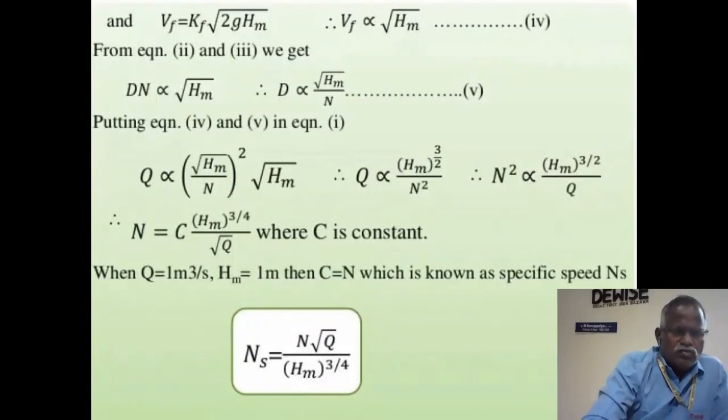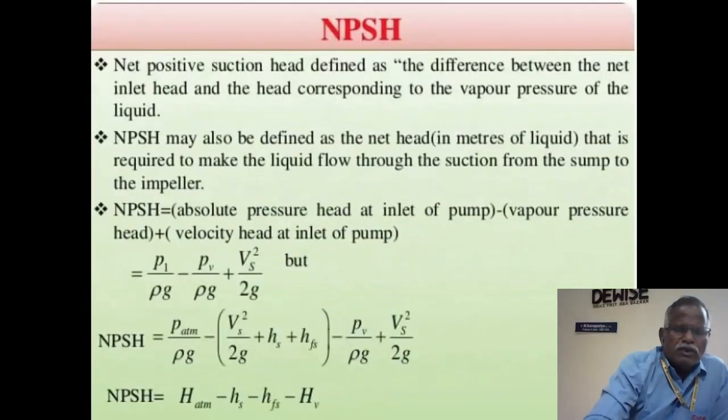The final formula is: Q is equal to 1 meter cube per second, Hm is equal to 1 meter, and N is equal to Ns, which is known as specific speed. Ns is equal to N into root of Q divided by Hm to the power 3/4 in the denominator.